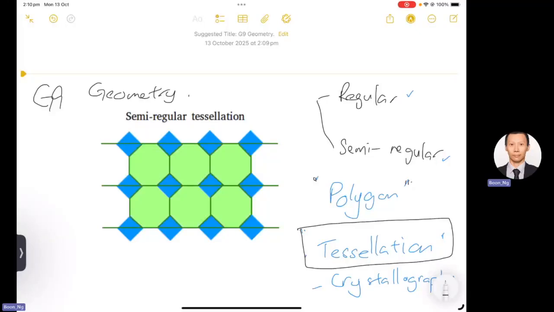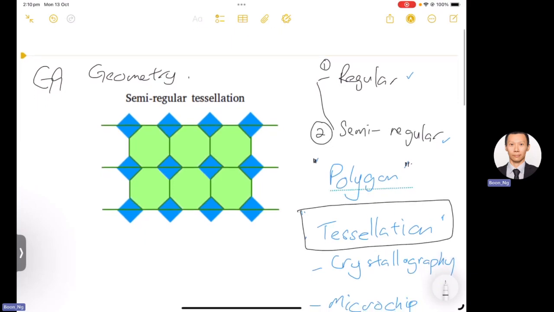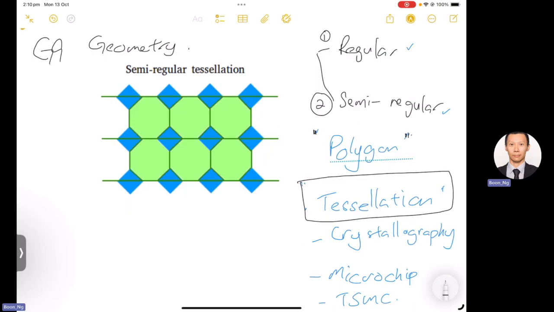Hello, everybody. Today we will be talking about tessellation, which is about polygons. All right, tessellation. We are talking about polygons. There are two types of polygons in which we can see tessellation. One is regular, the other one is semi-regular. All right, and we will go through what regular and semi-regular polygons are.